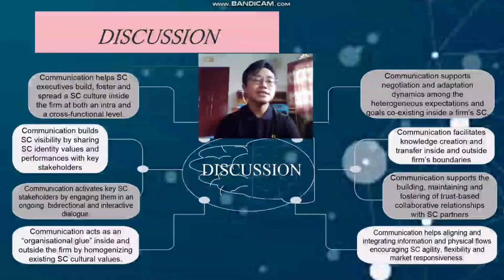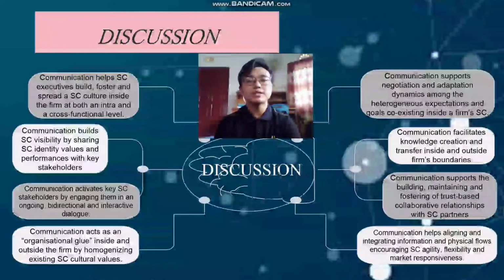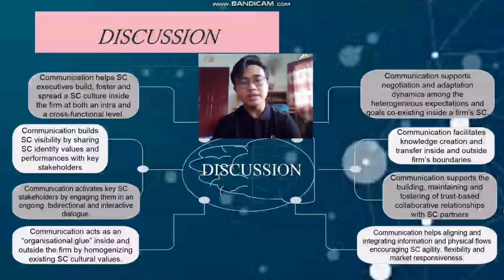Next, we move to the discussion of the article. The author has listed several propositions about supply chain in the discussion part. The first is communication helps SC executives build, foster, and spread a SC culture inside the firm at both an intra and across functional level. The author analyzed that communication seems critical in strengthening SC identity, hence personal competence and skills could be improved by enhancing its service quality and customer orientation.